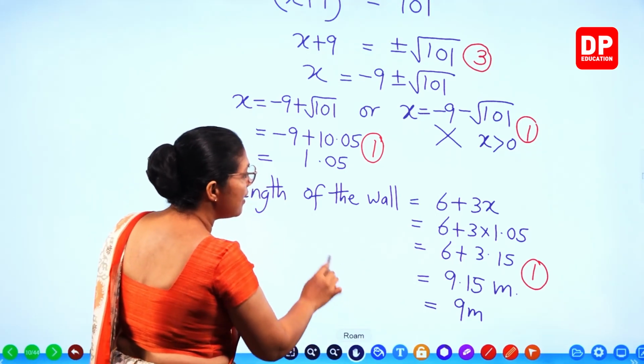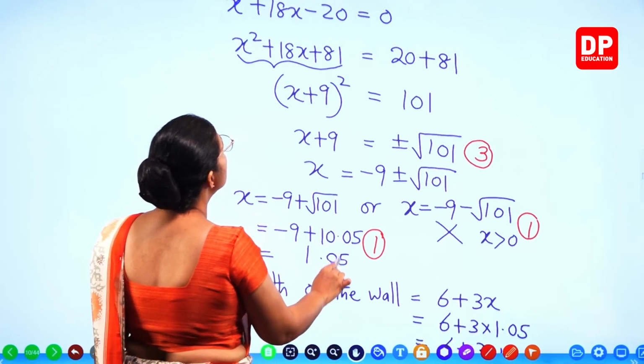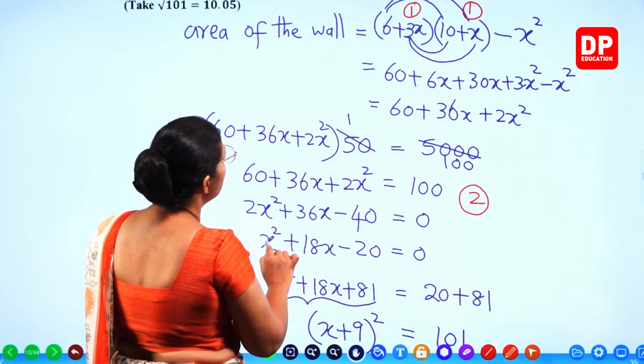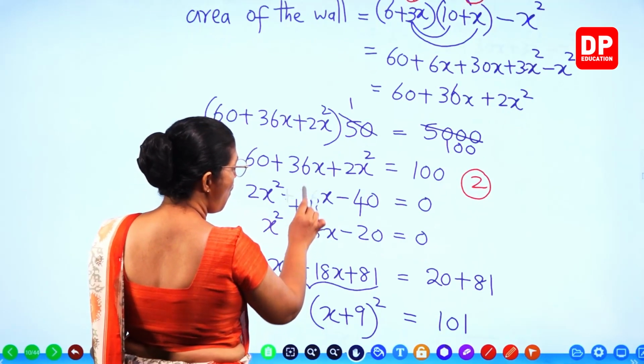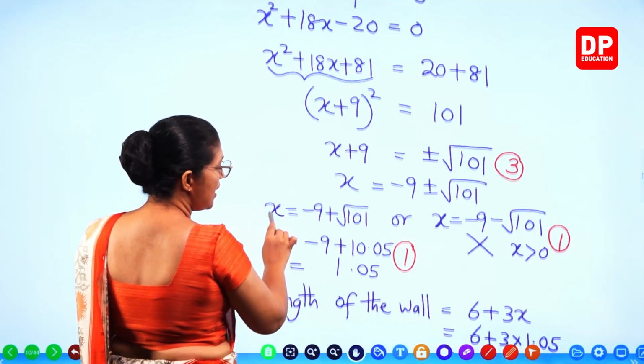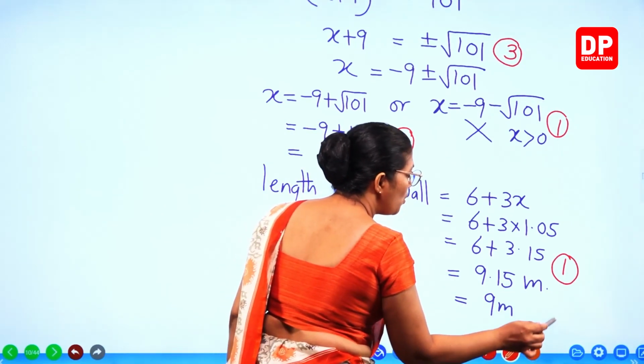So let's see whether we have given 10 marks. 1, 2, 3, 4, 5, 6, 7, 8, 9. 1, 2, 3, 4, 5, 6, 7, 8, 9, 10. 10 marks already given for the whole question.